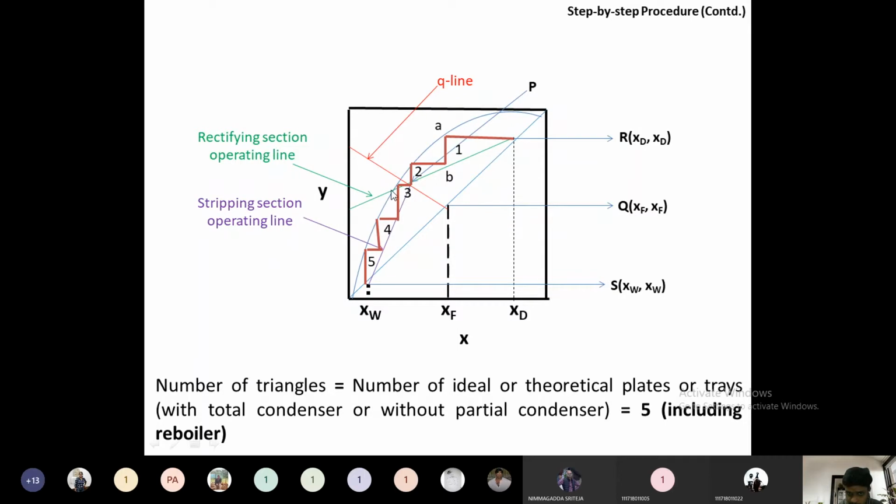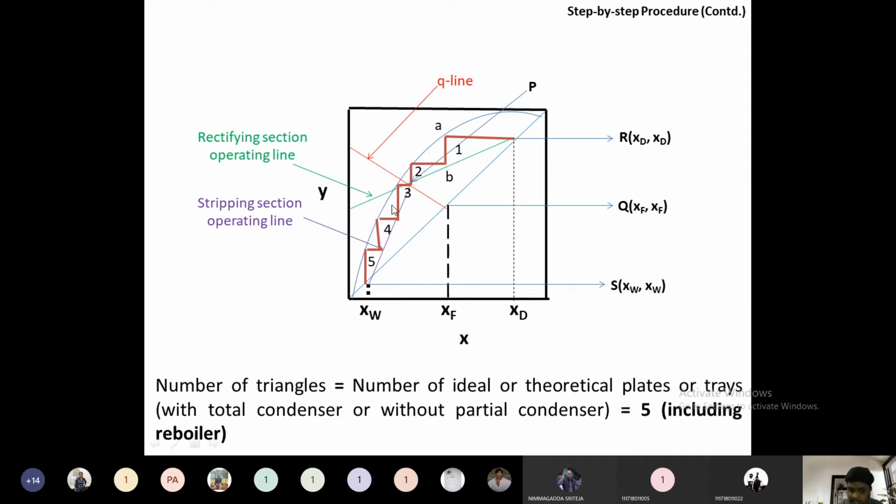The earlier line can be neglected now. You see this violet color operating line, we are just considering that. So with our triangle, same method: just a horizontal line up to the equilibrium curve, and then we have to draw a vertical line up to the stripping section operating line, then a horizontal line, then a vertical line up to this XW point, the S point, whose coordinate is XW, XW.